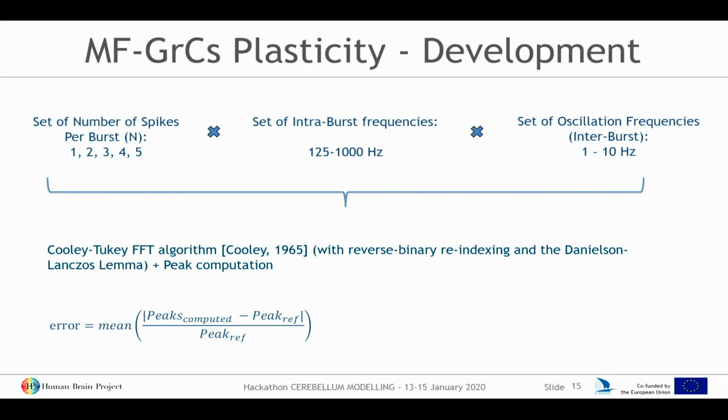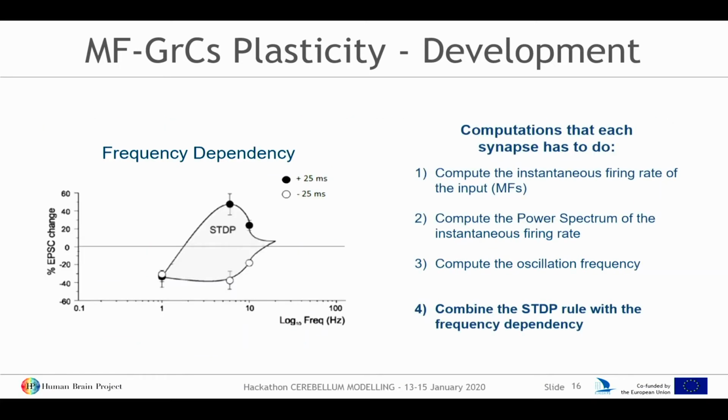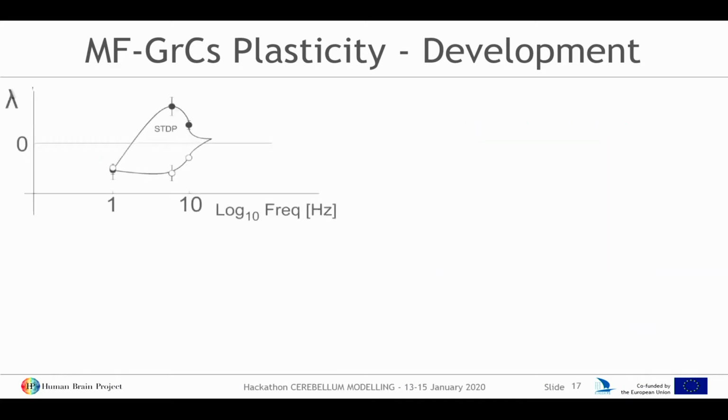And then we applied an FFT algorithm to efficiently compute the power spectrum to identify which were the frequency components of the input signal. And then we wanted to minimize the error between the computed peak frequency, the oscillation frequency, and the one that we were applying. And then we needed to combine the STDP rule with the frequency dependency rule.